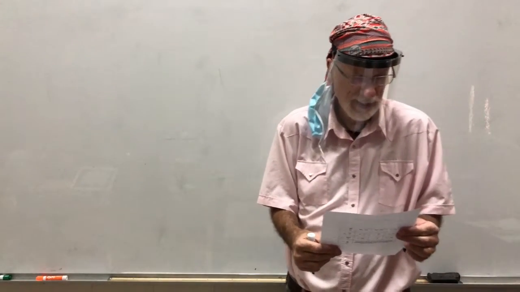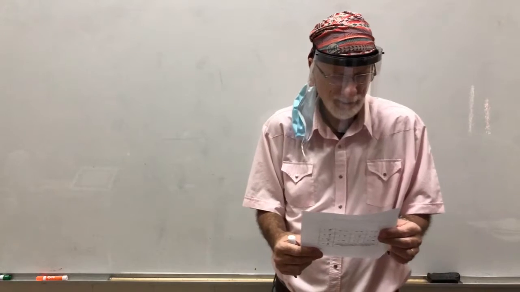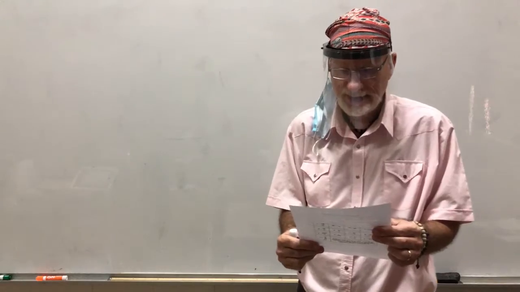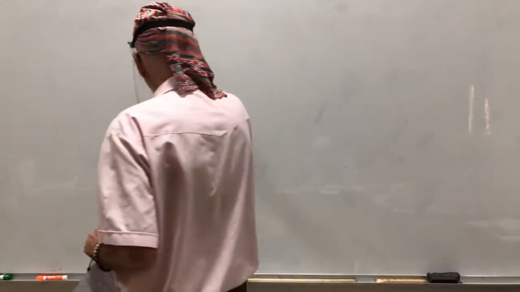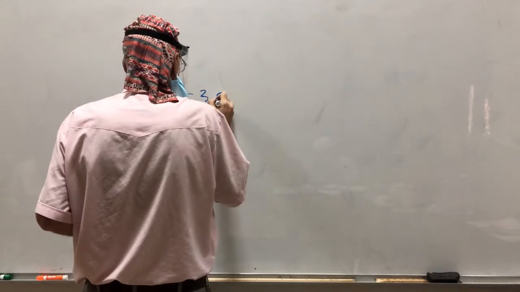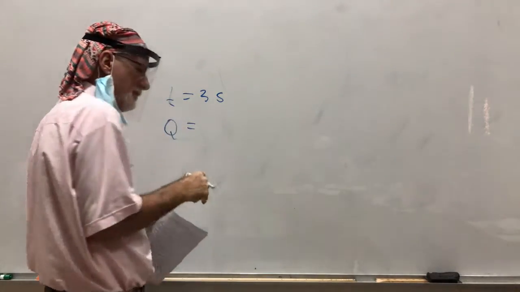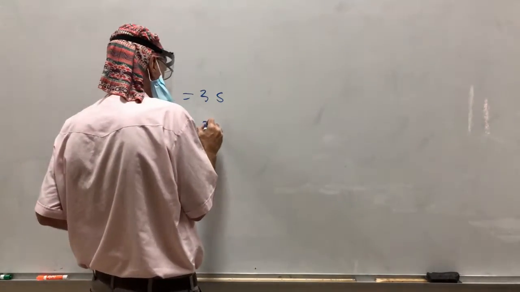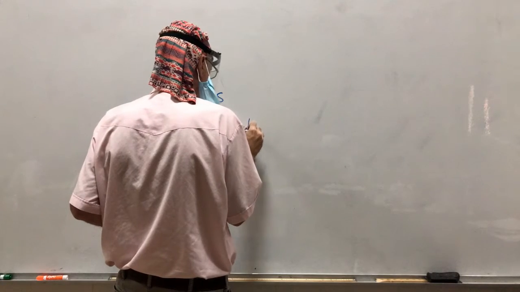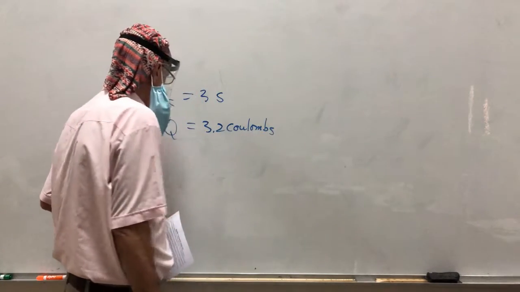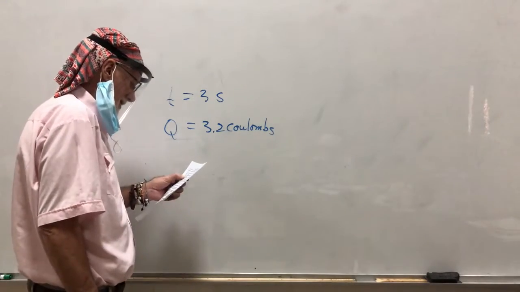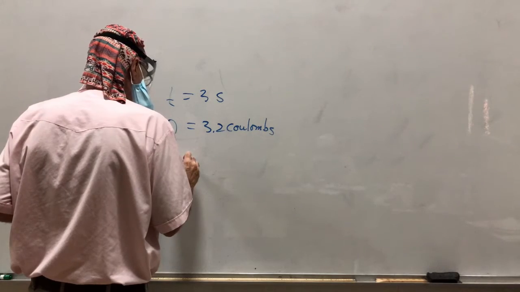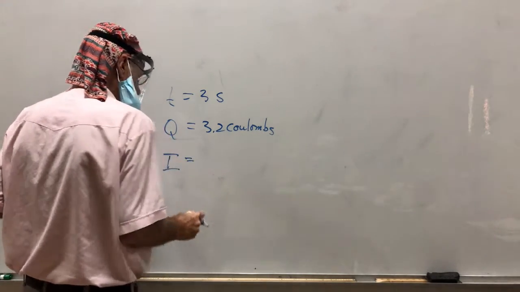All right, next one. The amount of charge that moves through the filament of a light bulb in 3 seconds, and the charge that moves through that light bulb is 3.2 coulombs. Right? And they want to know what's the current. And I know that current equals what?